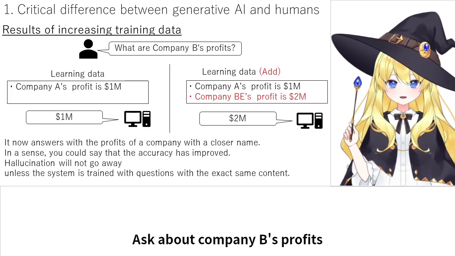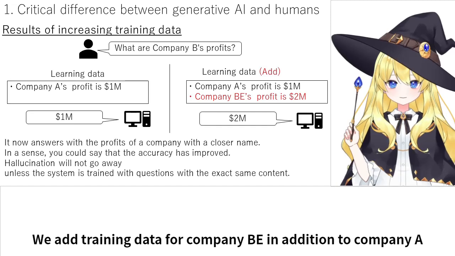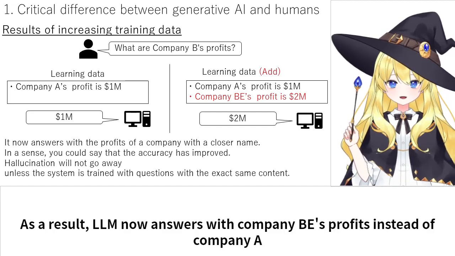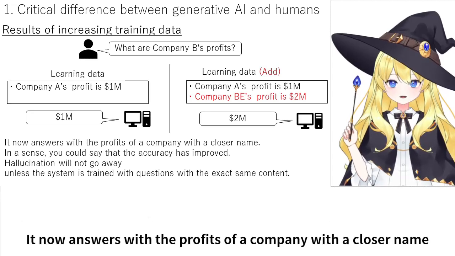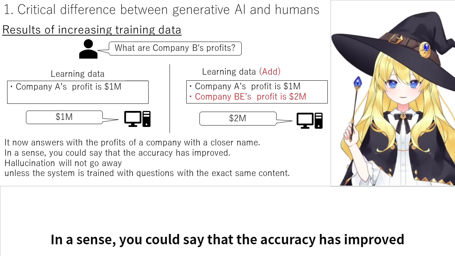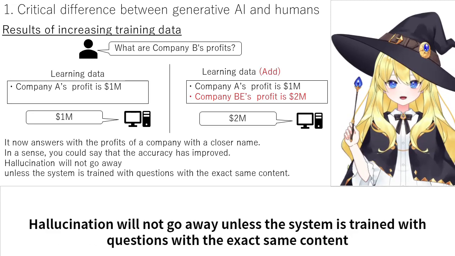Ask about Company B's profits. We add training data for Company B in addition to Company A. As a result, LLM now answers with Company B's profits instead of Company A. It now answers with the profits of a company with a closer name. In a sense, you could say that the accuracy has improved. Hallucination will not go away unless the system is trained with questions with the exact same content.